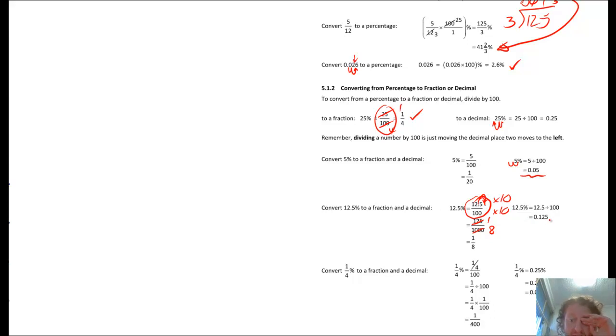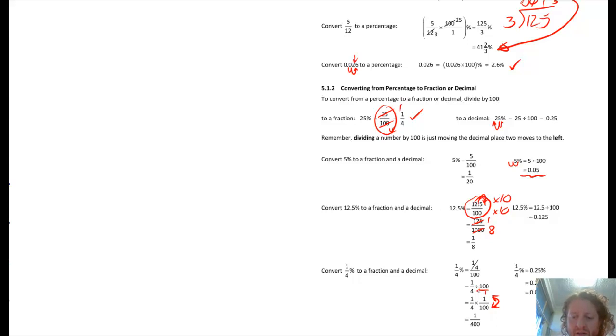This one looks a bit nasty. 1/4%. Well, it's still 1/4 over 100, and then because it's not nice having a fraction within a fraction, I like to then write that as 1/4 divided by 100. It's the same thing. And I know that 100 is 100 over 1, and I know that in fractions I didn't divide by fractions, I multiplied by its reciprocal. So I'm going to invert and multiply.